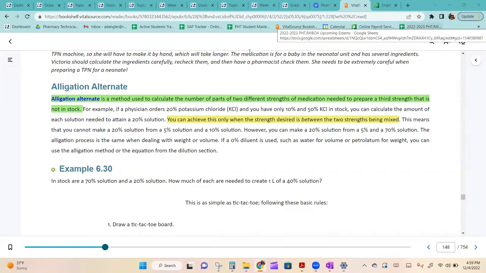Okay, so alligation alternate example. Again, just a little review from what I just said. A method that is used to calculate the number of parts of two different strengths of medication needed to prepare a third strength that is not in stock. And just a little note, you can achieve this only when the strength desired is between the two strengths being mixed.